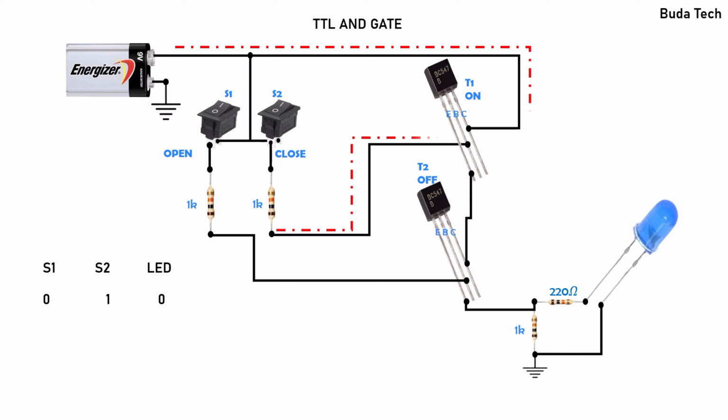Why is transistor number 2 off? Since it has got no base current. Without base current, the transistor will not turn on.